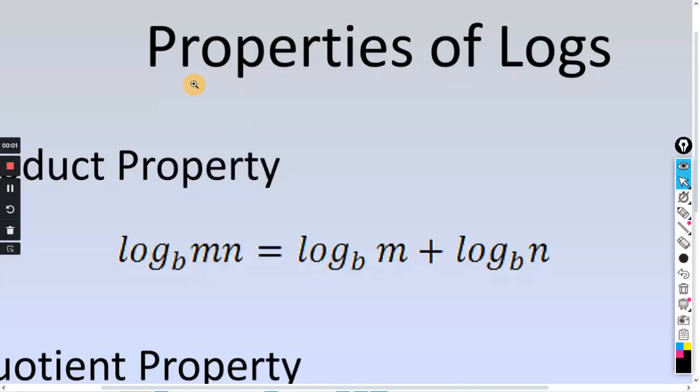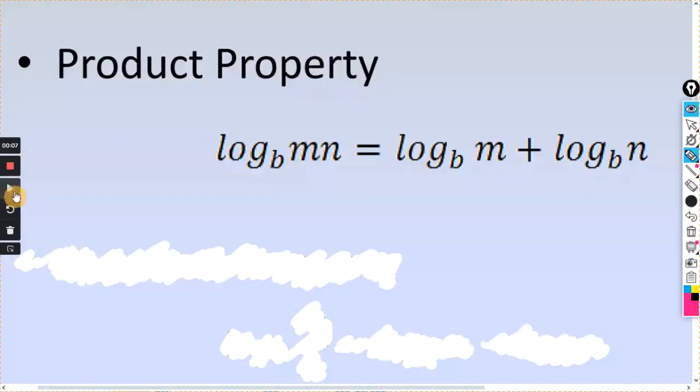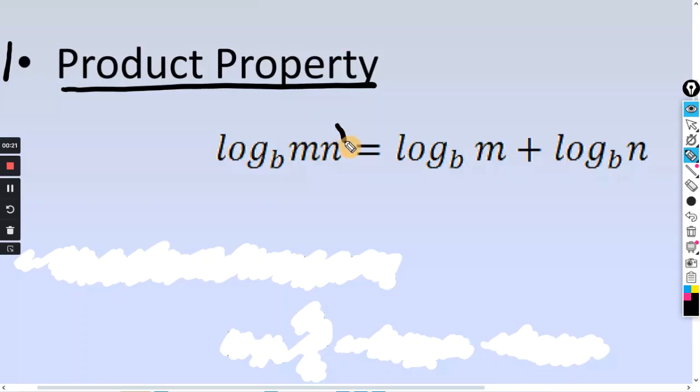All right, so today we'll be going over the properties of logs. So the first one here, I'll just label this number 1. This will be the product property. Okay, and here we have log base b of m times n. So this right here is actually the argument of the log. This is m times n.